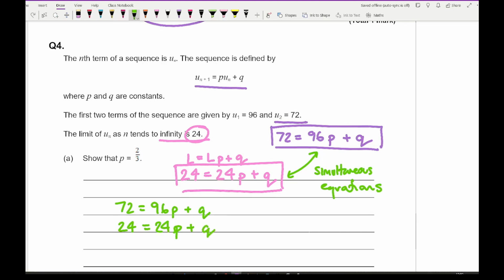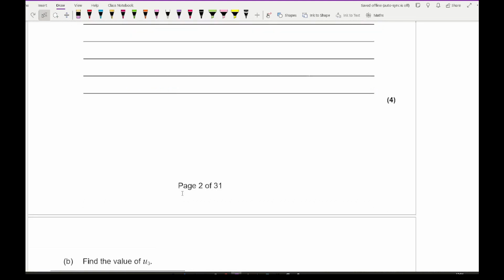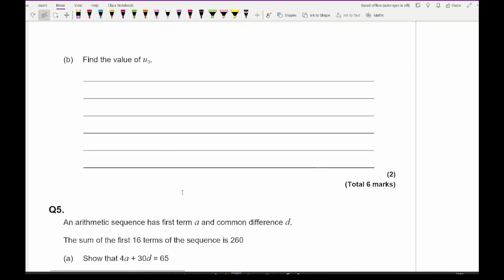Now I can either use a calculator or some algebraic skills to work that out, but basically I'm going to get 48 equals 72p. So here we get p equals 48 over 72, which equals 2/3. Again, I could have used my calculator to work out p, and it also would have given me q as well. Moving on to B, it says find the value of u3.